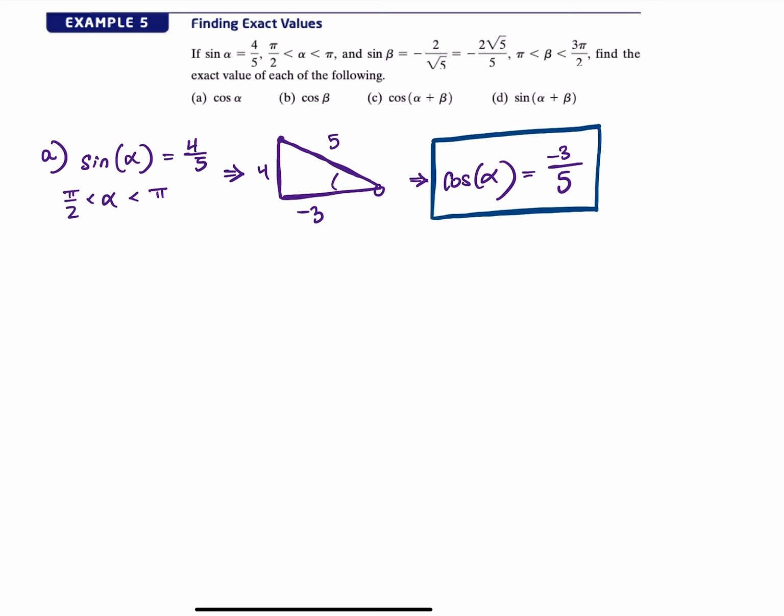All right, let's look at part B. B asks for the cosine of beta, so let's take a similar approach. They tell us the sine of beta is negative 2 over root 5. Let's use that version. And then they say that beta is between pi and 3 pi over 2, so it'll be in the third quadrant. That triangle will look like this.